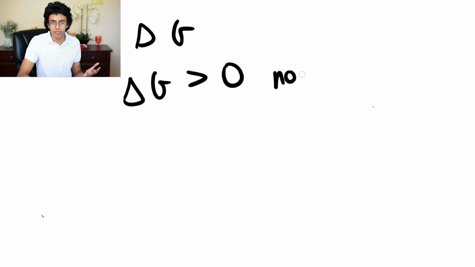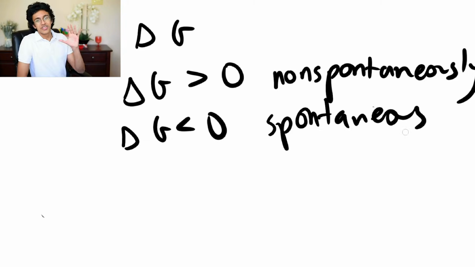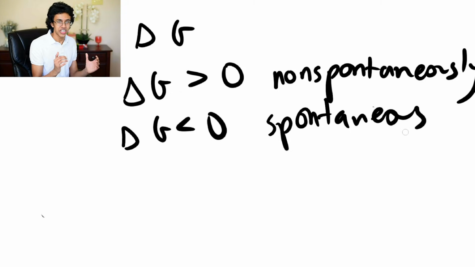It doesn't happen automatically. But if delta G is less than 0, you're basically spending the energy you have to do work on doing work. So you already have the energy, you don't need to take anything more in. So this is spontaneous, it happens by itself. Now, if you didn't understand anything I just said, just look at this diagram and make sure you remember that delta G is spontaneity, okay?